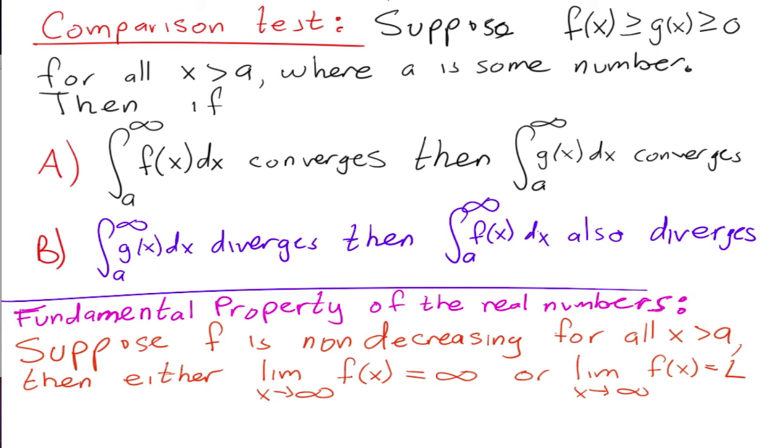So right here your assumptions are that f of x is greater than or equal to g of x, and they're both positive for all x greater than a. Your other assumption is that the integral from a to infinity of f of x dx converges. And what are we trying to show? We have to show that the integral from a to infinity of g of x dx converges. Does that make sense? We wrote this down right here, so we are probably going to use that eventually.